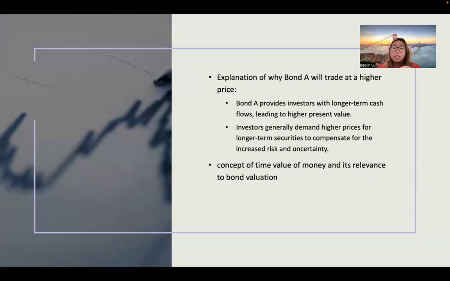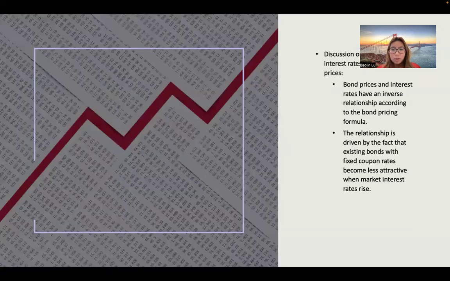So I'm going to explain why bond A will be trading at a higher price. Because bond A has a longer maturity date, it provides investors with longer term cash flow, leading to a higher present value. And also, investors generally demand higher prices for longer term securities, like we talked about in the last slide, to compensate for the increased risk and uncertainty. So the concept of time value of money is relevant to bond valuation as well.